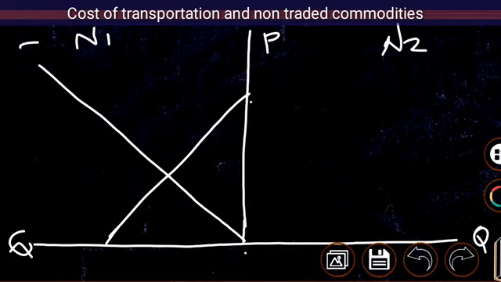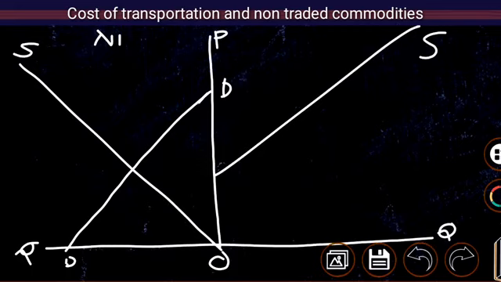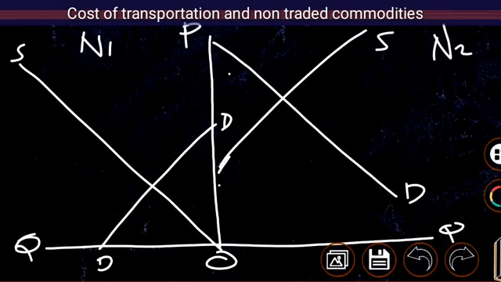This is the supply curve and this is the demand curve of nation 1. In the same manner, we will have a normal supply curve of nation 2. In the same manner, there is a demand curve of nation 2 as well. These are the demand and supply conditions of two nations.